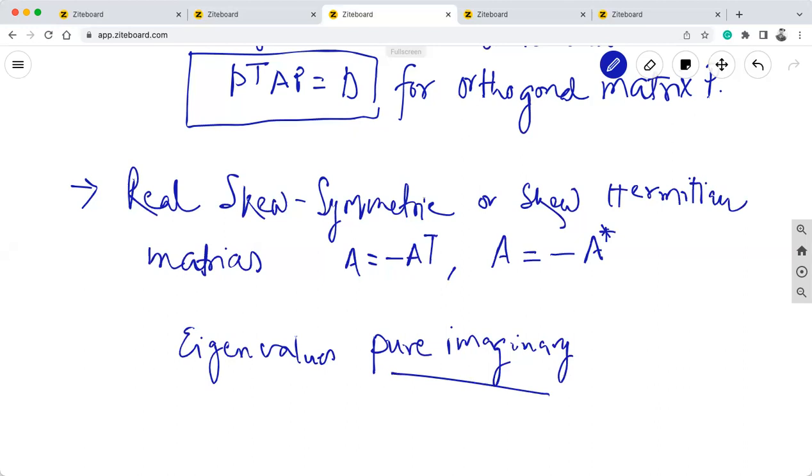Here we had real, here we have pure imaginary. So some complex number with pure imaginary part will be there and no real part. So the last part here, last but not the least, is the positive semi-definite or the PSD matrix.